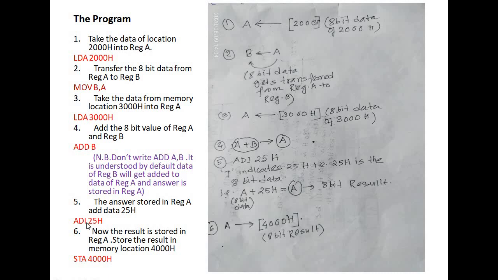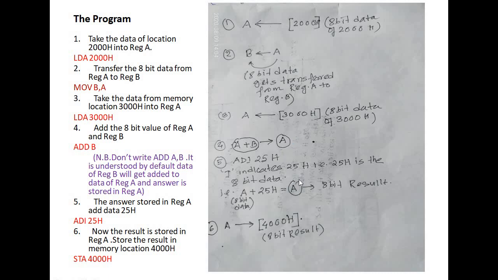With what? A is not mentioned. By default I will take A. So ADI indicates that 25H is the 8-bit data. Whatever data is stored in the accumulator will be added with the 25H data. So I don't have to write ADI A, 25H. No, only ADI 25H. The accumulator, register A, is taken by default. So whatever data 25H is given in the program, that data will be added with the 8-bit result that was stored in register A.